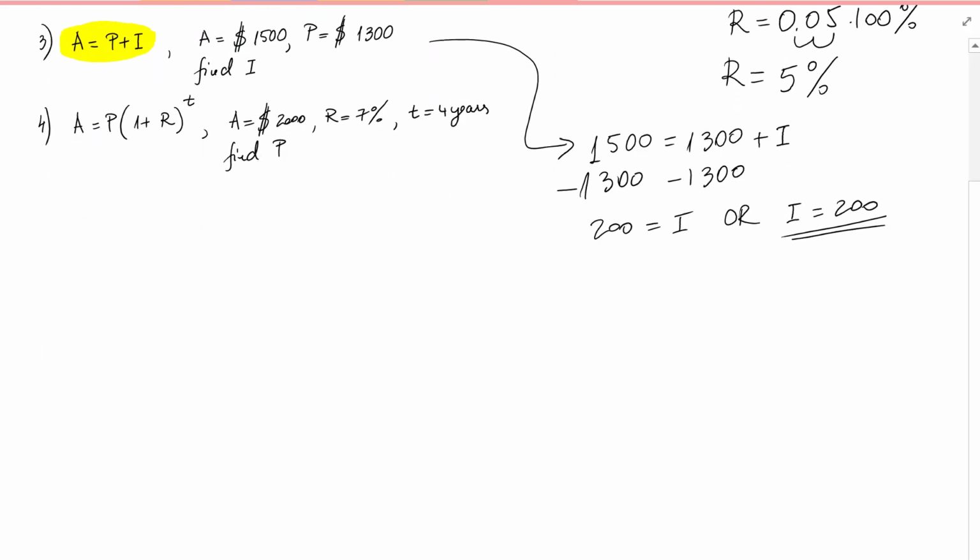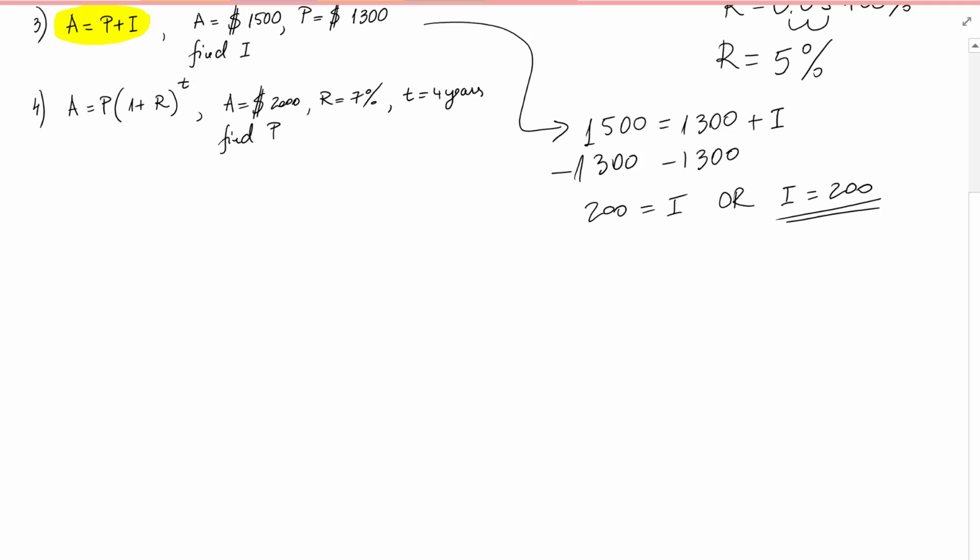And now let's take a look at problem 4, which involves exponents as well. A equals P times (1 plus R) to the T. A is given to be 2000, R is given to be 7%, T is given to be 4, and we want to find P. So let's start replacing. 2000 equals P, which we don't know, times (1 plus R), we had that discussion, 7%, we change it into a decimal as 0.07, raised to 4.